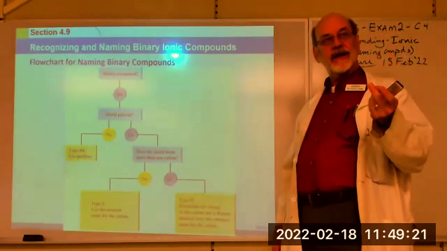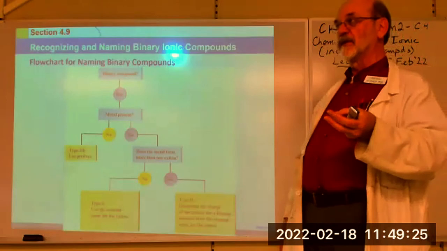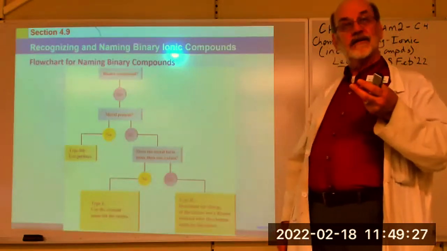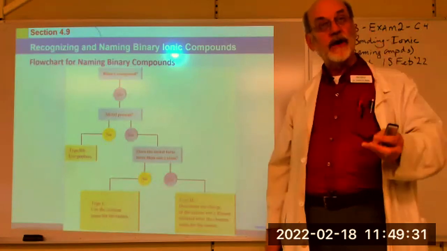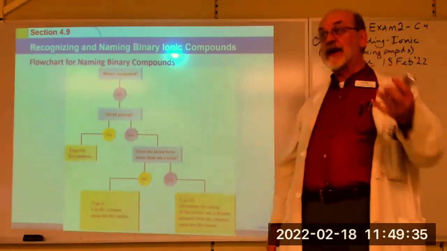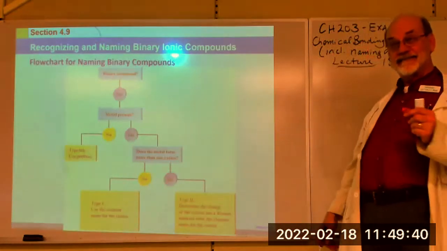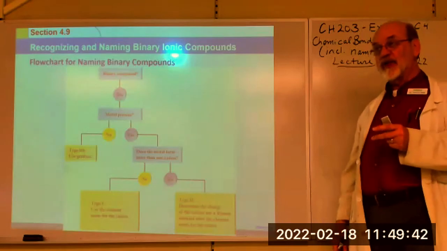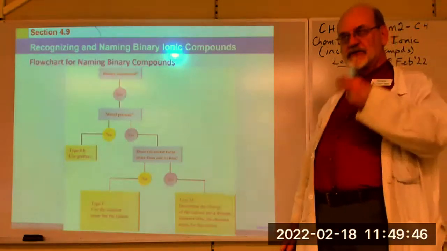If it's an alkali metal, an alkaline earth, or in the boron group, aluminum, gallium, if it's zinc, silver, cadmium, then it's a type 1 because it has a fixed charge. Otherwise, it's a type 2, and then you need your Roman numeral. Okay? If they're both nonmetals, you go immediately to type 3 and just say how many there are.